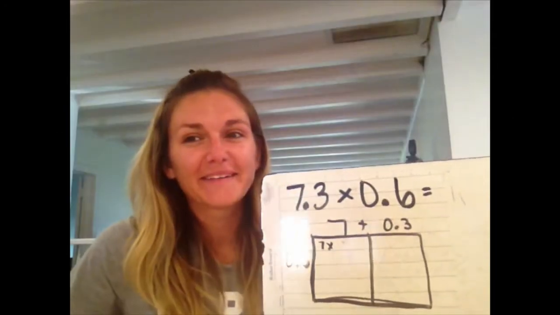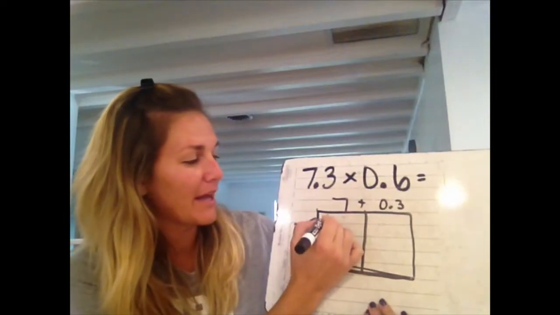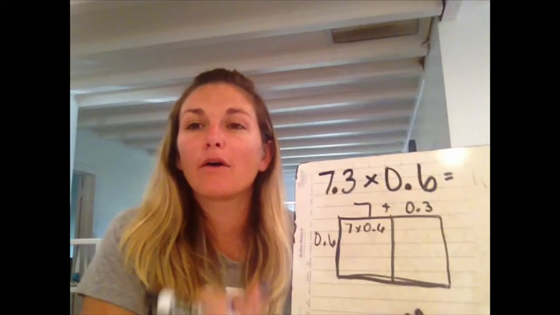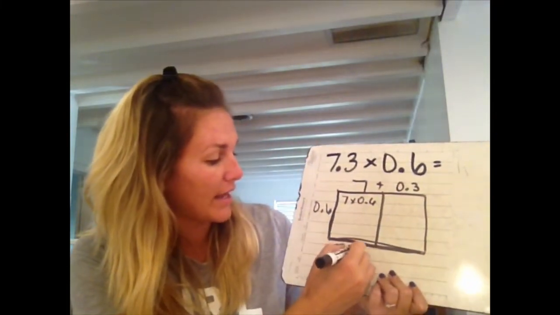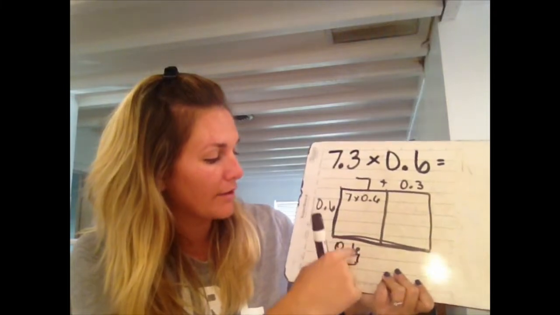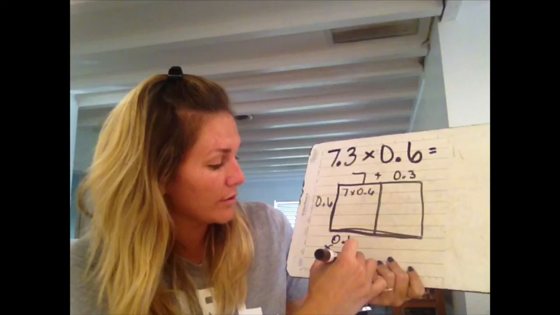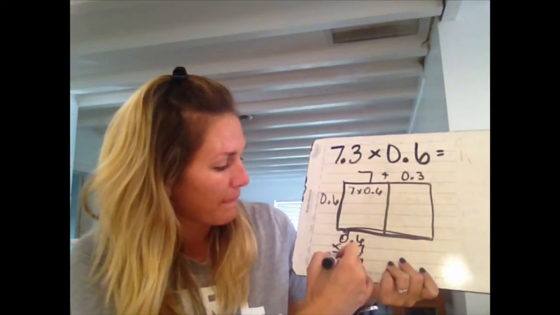Alright guys, we're back in business. So in my first box, I'm going to multiply 7 times 6/10. So I can either do this mentally, or if I need to set it up and solve it, I can. I know that 7 times 6 is going to be 42. So I drop my 2, carry my 4. 7 times 0 is 0.